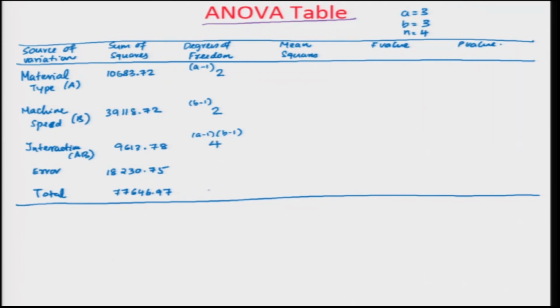Then what's the total degrees of freedom? This is ABN minus 1. So that is 36 minus 1, so this will be 35.